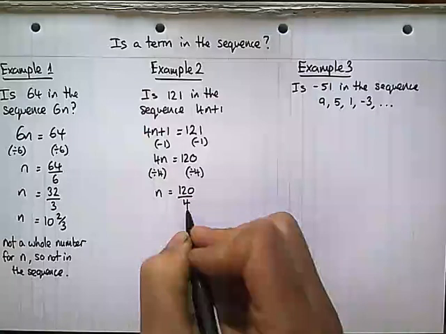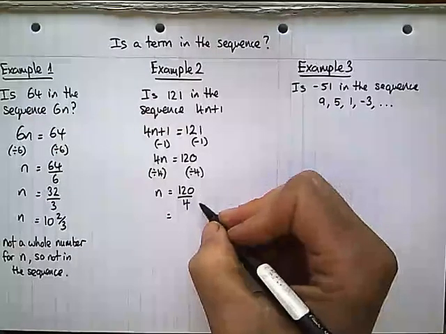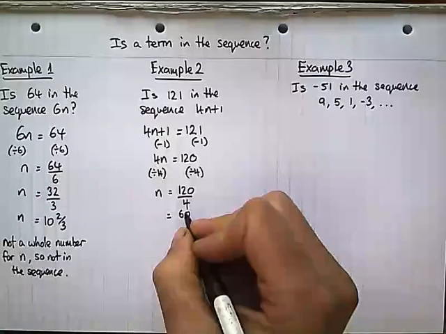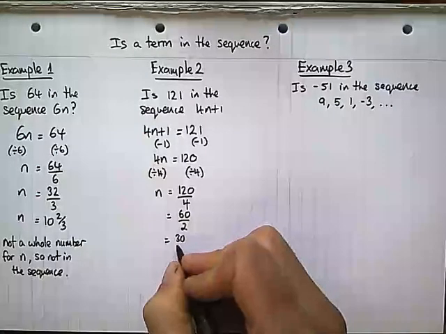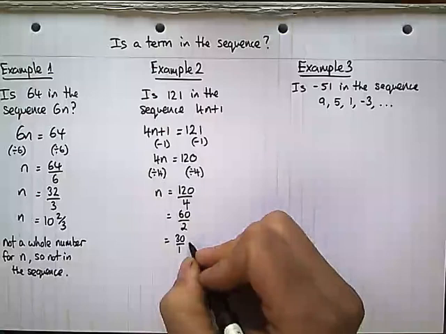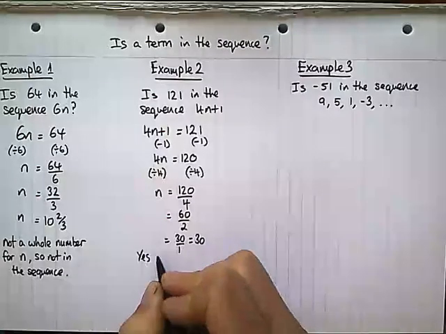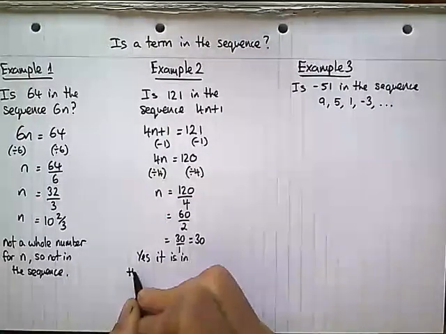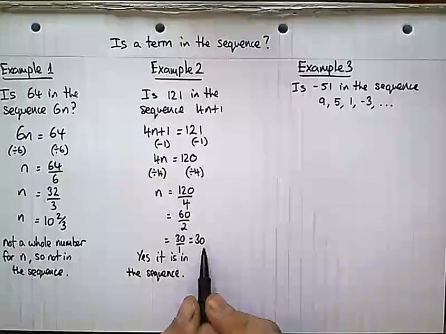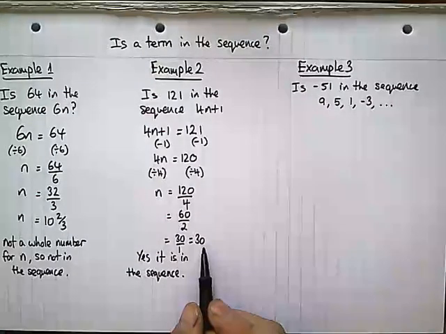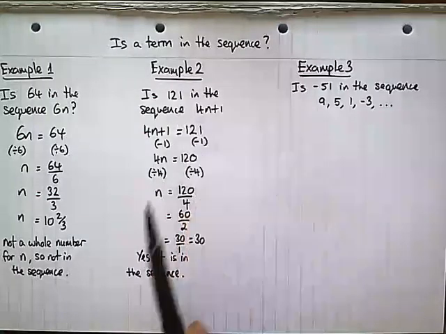120 divided by 4. Well, let's see if this fraction simplifies to a whole number. I can divide the top and the bottom by 2, so I get 60 over 2, and I can do it again by 2 to just get 30 over 1. Well, 30 over 1 is just 30. So it is a whole number. So yes, it is in the sequence. And guess what? It's the 30th term. This number tells you which term it is. So if I were to write out this sequence, it would take me 30 terms to get to 121.